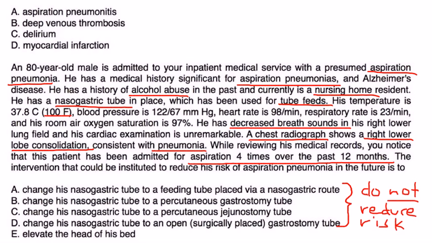NG tubes or G tubes, as described here, or J tubes, are given for people who have very difficult swallowing. So you have to give the food or nutrition directly into the stomach or small intestine, but they do not, interestingly, reduce the risk of aspiration pneumonia. The only one on the list that has been proven to reduce the risk of aspiration pneumonia is elevating the head of bed, most likely greater than 30 degrees.